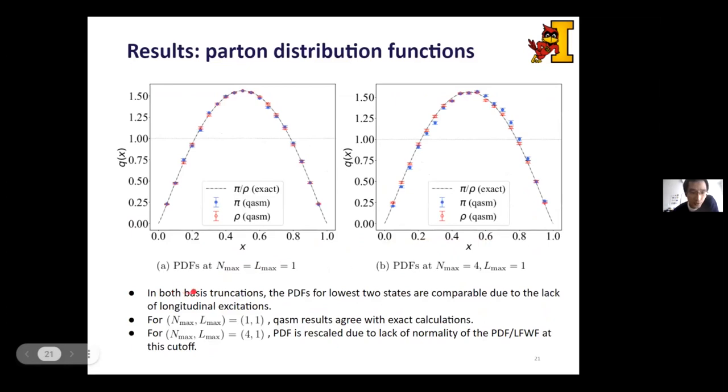And here I show you the result of the PDF we obtain. So, for those two low basis truncations, the PDF for the lowest two states are comparable due to lack of longitudinal excitations. But you can see in general they agree with the exact calculation quite well for the case of pi and rho. And for the larger basis, however, we notice the PDF is not normalized anymore due to the lack of normalization for the light-front wave function at this cutoff, which is also, as you can see in the SSVQE spectroscopy, because the results are not in exact agreement.